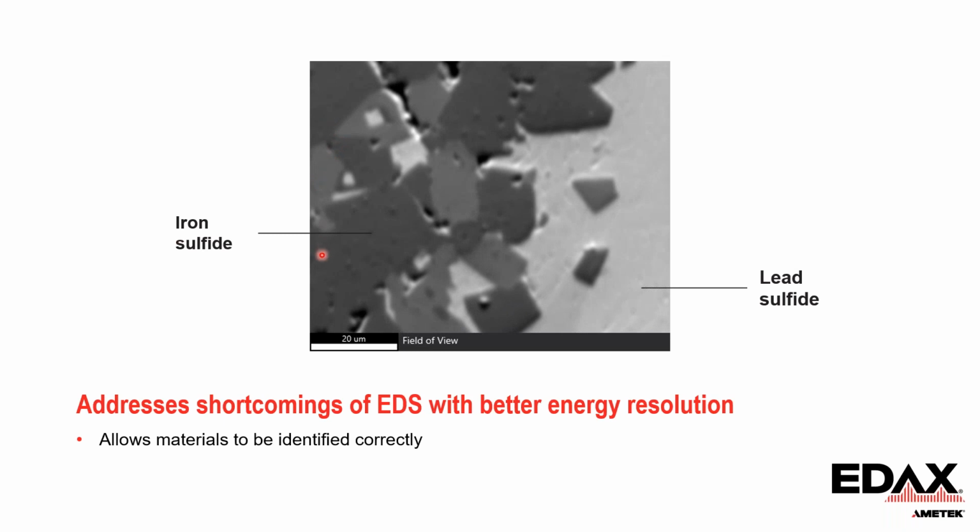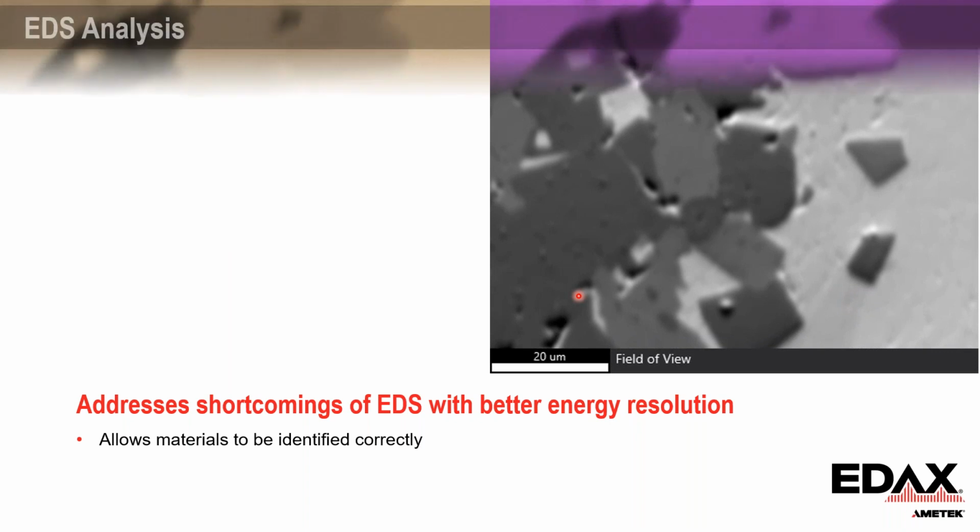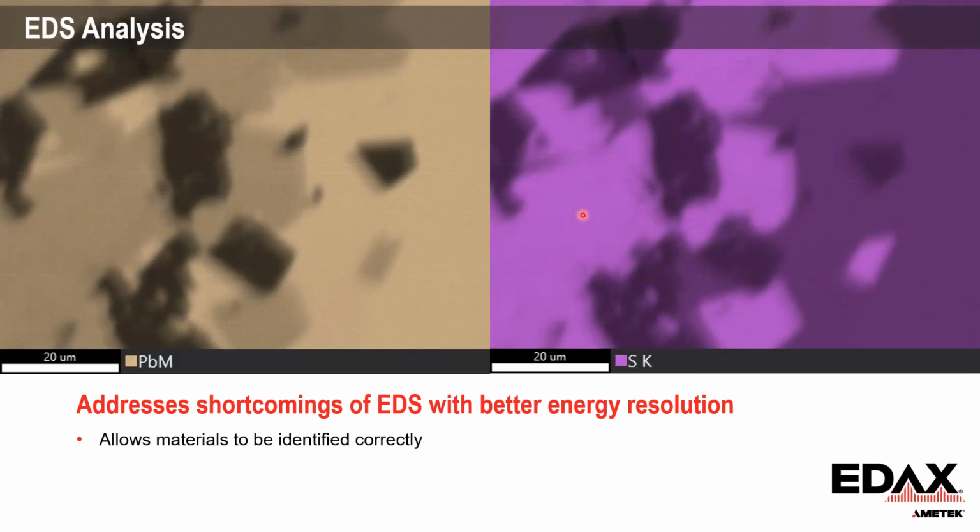This is the SEM image of the sample I just showed in the previous slide. On the left-hand side, this is iron sulfide, and on the right-hand side, this brighter part is lead sulfide. If you map this with EDS, the lead M map and the sulfur K map look almost identical. You just have different colors.